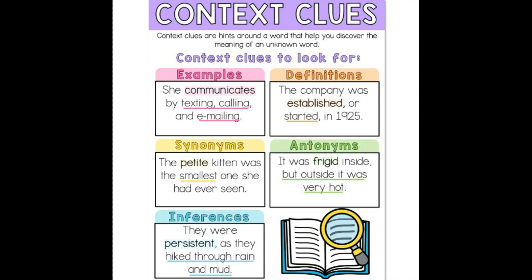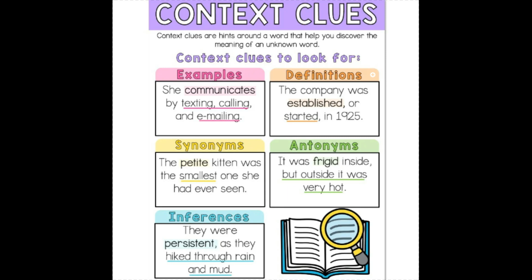Examples. Let's look at this example. She communicates by texting, calling, and emailing. If we're not sure what the word communicates means, we can look at these examples of what you can do when you communicate. You can text, you can call, or you can email. When I send a text or give a phone call to someone, I'm talking to them or sharing information with them. So that means communicates has to do with sharing information.